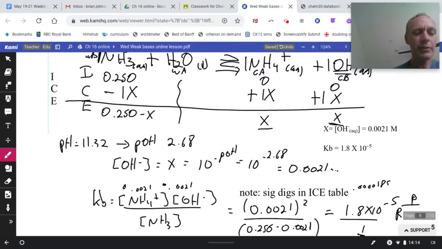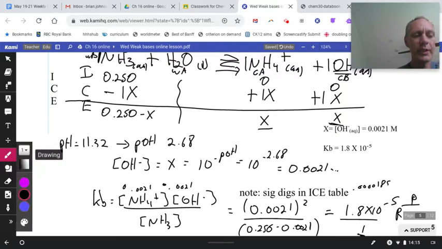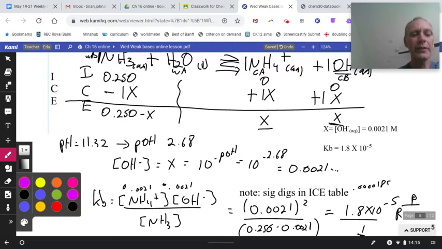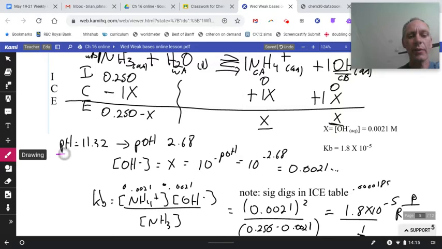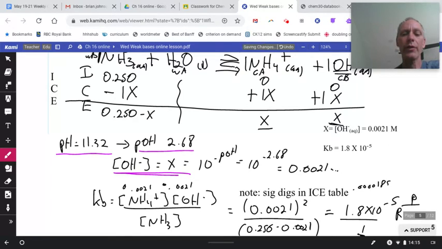So just a little review of those key ideas. For a weak base, the useful things are we have to turn pH into pOH, because that will allow us to get the concentration of hydroxide, or x. And we're calculating for Kb, not Ka. Another point will be coming up in a minute. Okay, awesome. Let's move on.